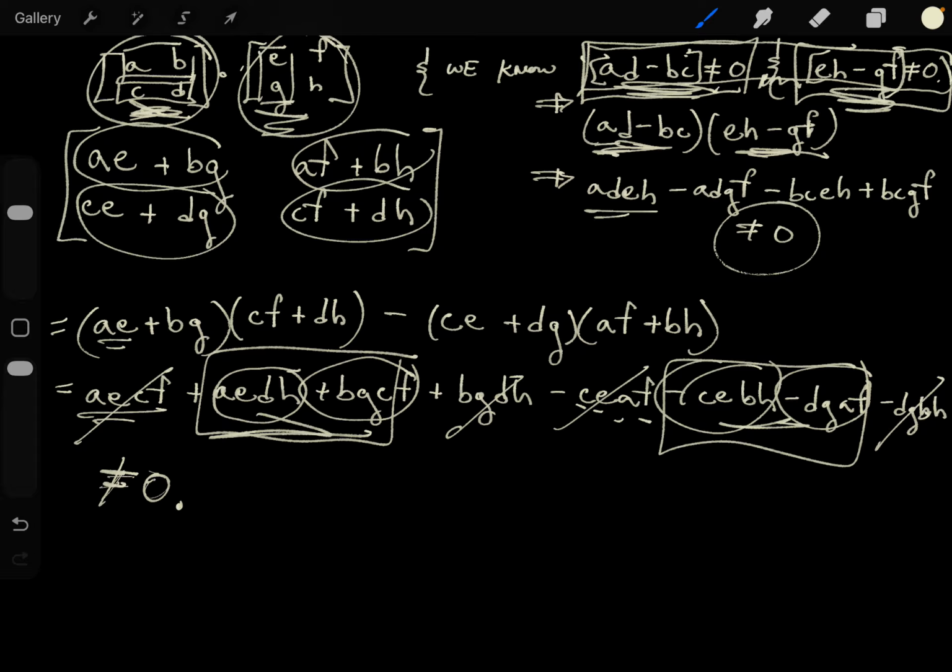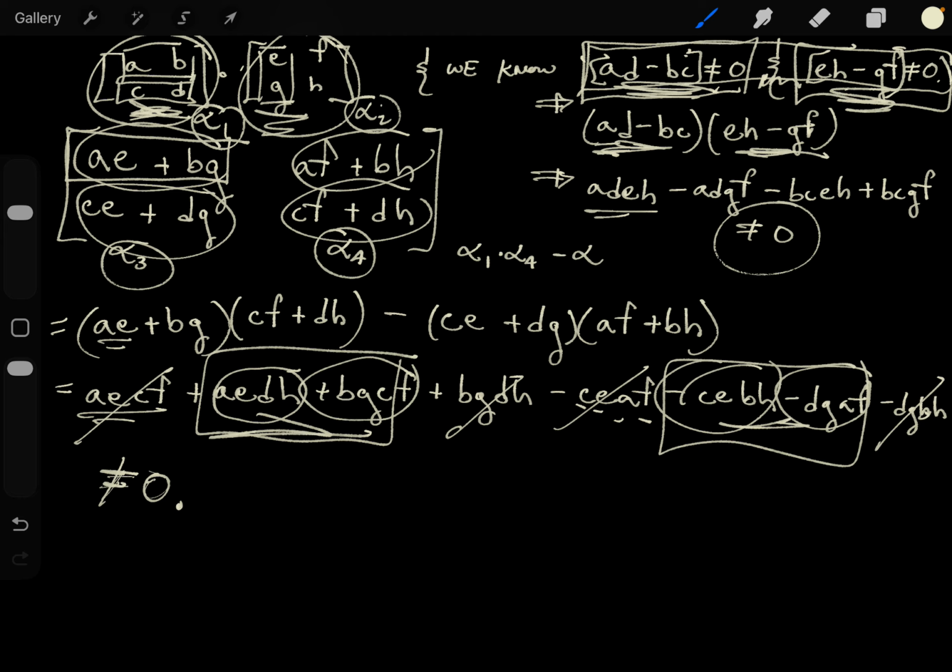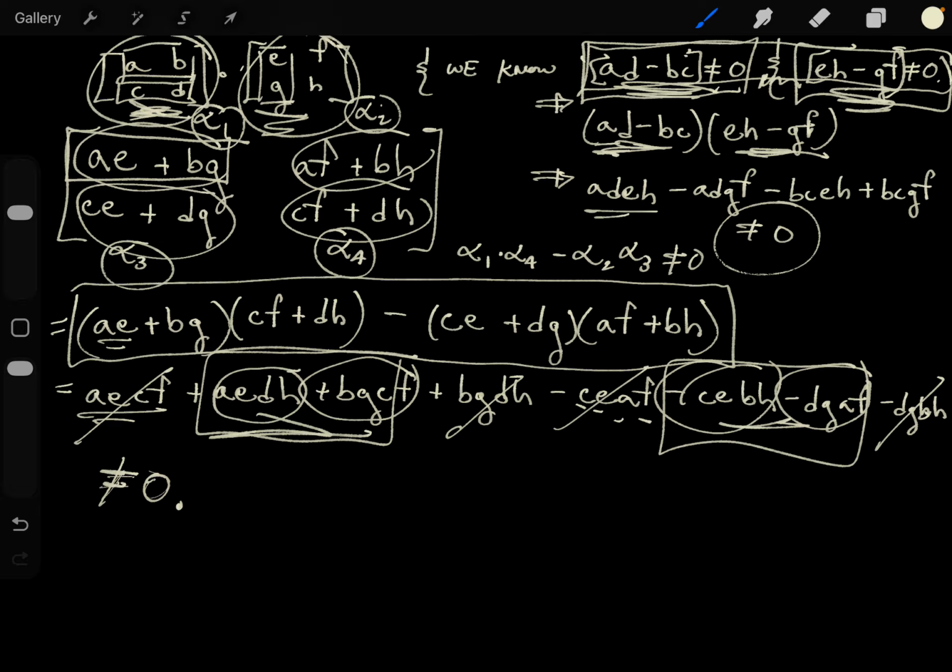And then I just did the matrix multiplication, and now this takes the role of the new alpha 1, alpha 2, alpha 3, alpha 4, and alpha 1 times alpha 4 minus alpha 2 times alpha 3, right? This is what we want to check. We want to check that this is non-zero, right? So I did that over here, right there. And then I got this long thing here.